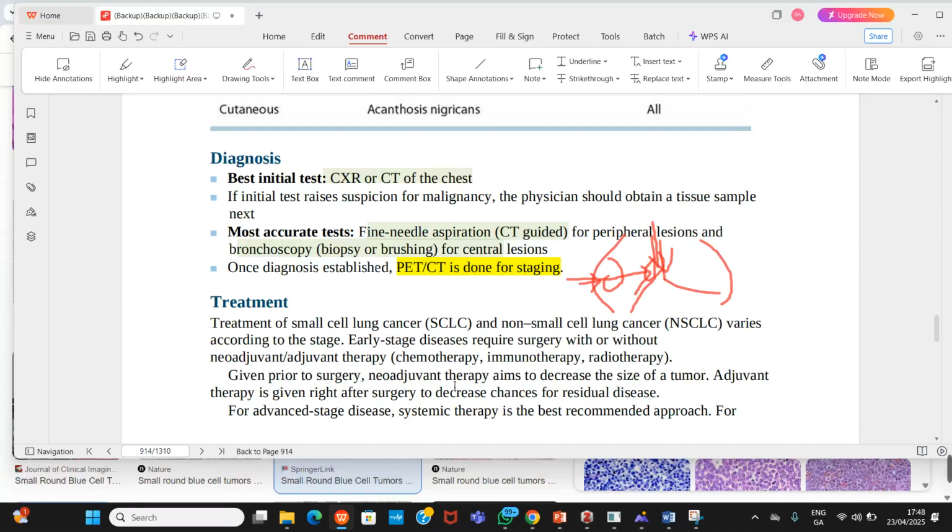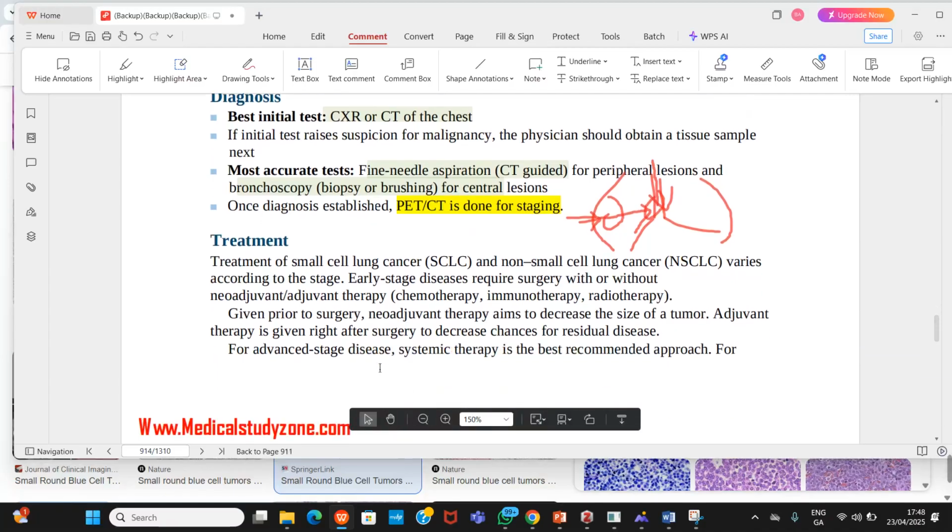So the best initial test is to do an X-ray or CT, whichever one you can afford. And of course, if the imaging results showcase that there's a high risk for malignancy, you need to do a CT-guided biopsy for peripheral lesions or bronchoscopy for central lesions. This is another place they will wait for us. So people will be confused. What do I pick? Bronchoscopy if it's central.